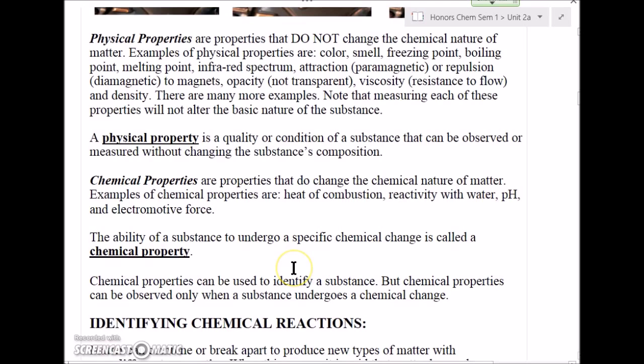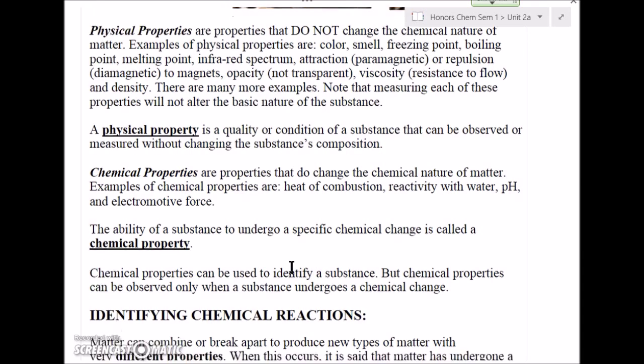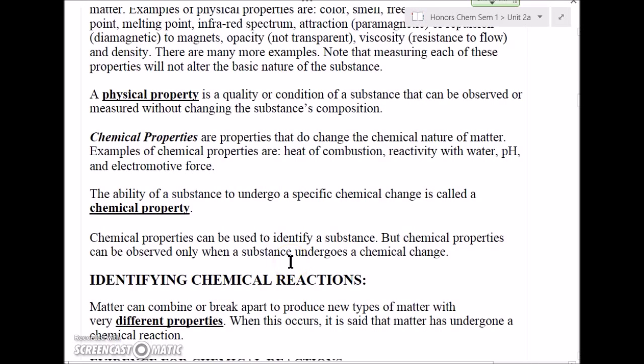Chemical properties are associated with things that change due to the chemical nature of the matter. Like, for example, liquid water doesn't burn. Hydrogen loves to burn. That's a chemical property. Okay? So that's a great one. And the ability for a substance to undergo a specific chemical change is called a chemical property.